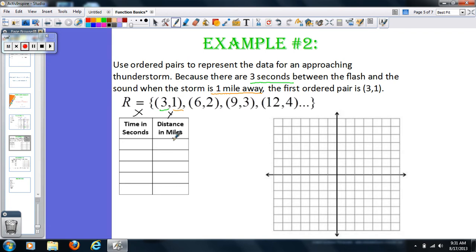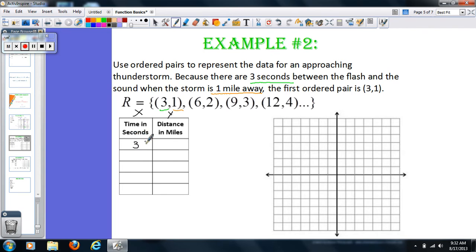All right, so what they want us to do is take this information here and put it in a table. Okay, this is what we would call our X value, what we would call our input. Okay, it determines the Y value, and we'll get into some more of these definitions in the next week. But the X is what we call the input. Okay, so I'm going to put a 3 here.